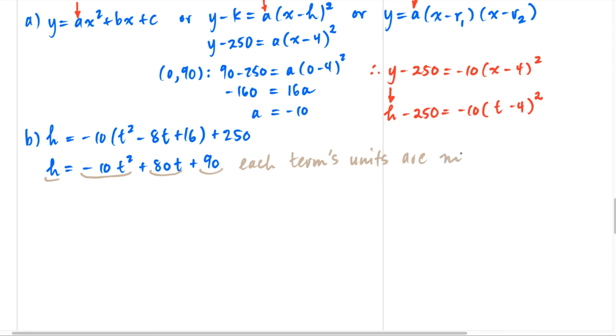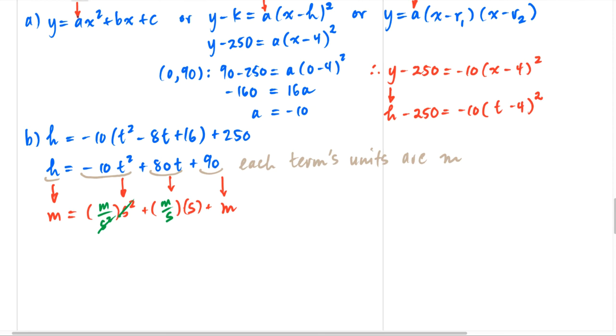Okay, so let's take a look. We've got meters for height, and then we have time squared, which is going to be seconds squared, and we need something multiplied by that to give us meters. So the units that have to work are meters per second squared, so the seconds squared reduce. In the next term, we have something multiplied by seconds for the time, and so the 80 must have units of meters per second. The last term is just a constant, and that constant has to be measured in meters.